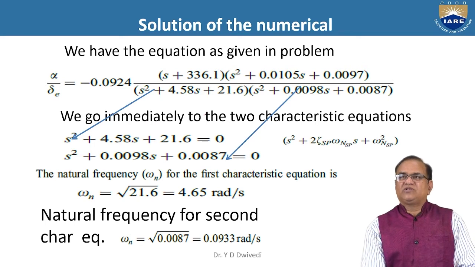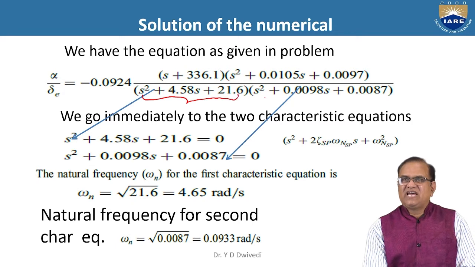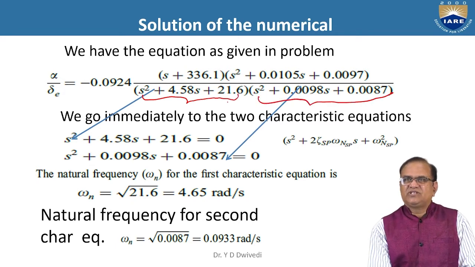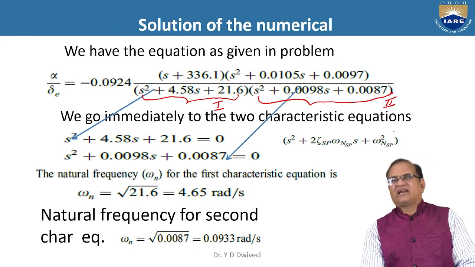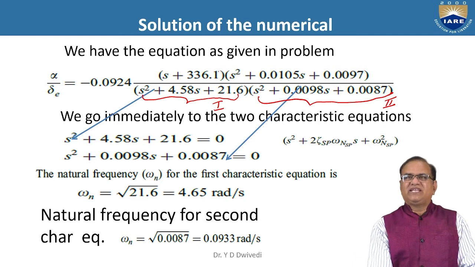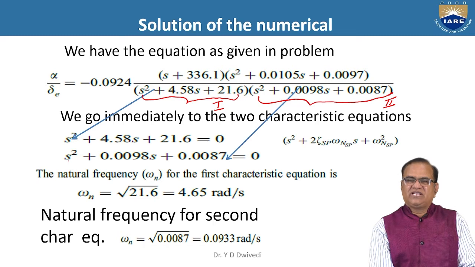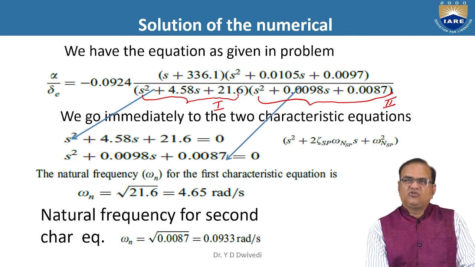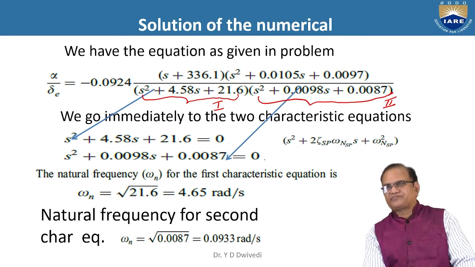We go immediately to the two characteristic equations. This is the first equation, and this is the second equation of the characteristic equation. So we have written here s square plus 4.58 s plus 21.6, and this equation we have written here s square plus 0.0098 s plus 0.0087 is equal to 0.